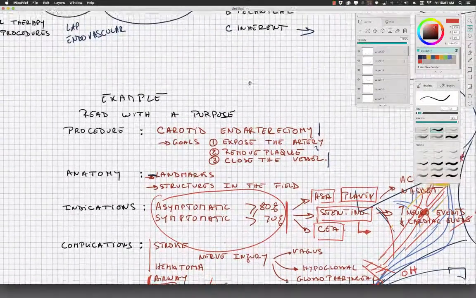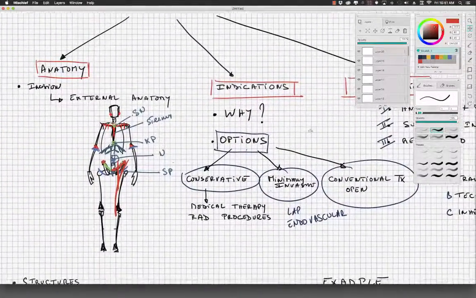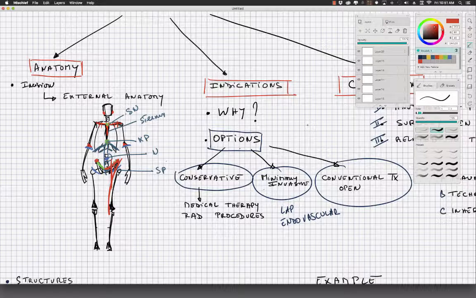So that's it. This is how you should approach the operating room. And again, I think it's important to now that you know what your knowledge should be, I think it'll be easier for you to get prepared.